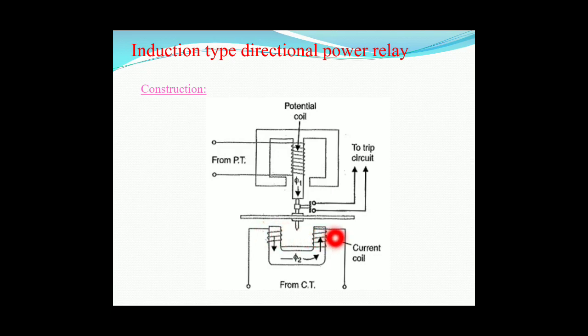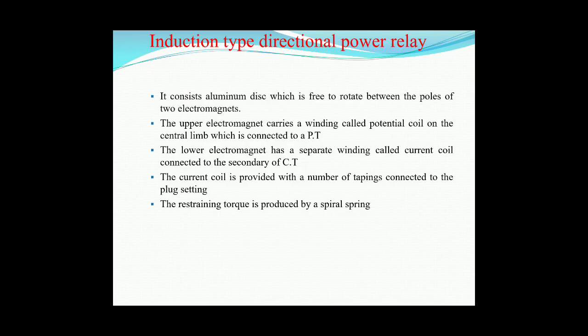Next, this is the lower magnet. In that we have the current coil, which has many tappings. By using these tappings we adjust the current levels. This will be connected from the CT. This is the constructional diagram of an induction type directional power relay.